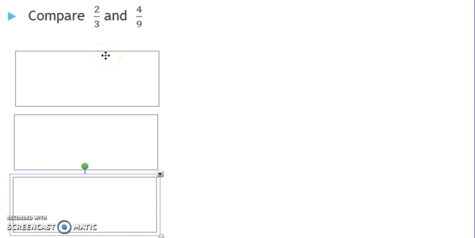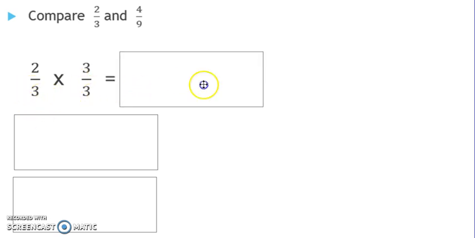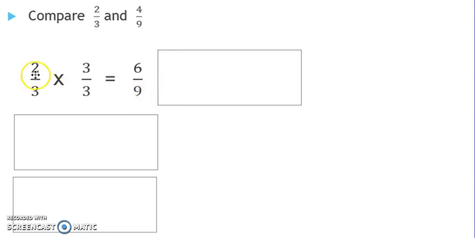So now we need to find an equivalent fraction for 2/3 with the denominator of 9. So again, we're going to multiply the numerator and denominator by the same number. And in this case, we're going to use 3 because 3 times 3 is going to give us 9. And then 2 times 3 is 6, so we get a new fraction of 6/9.